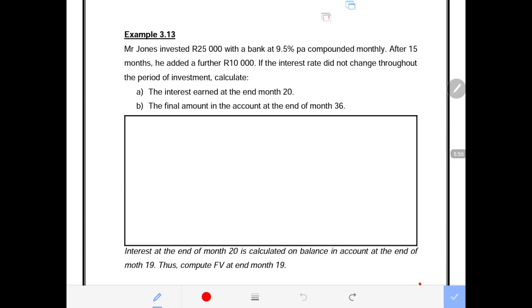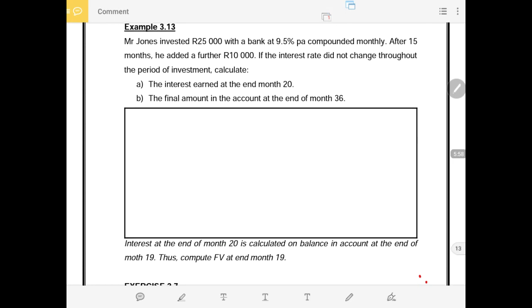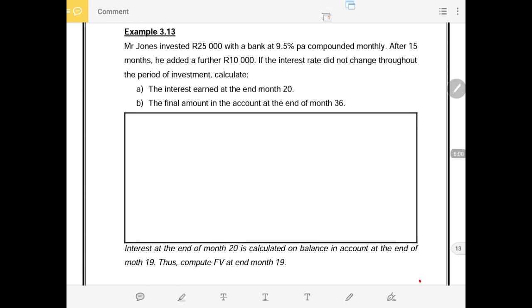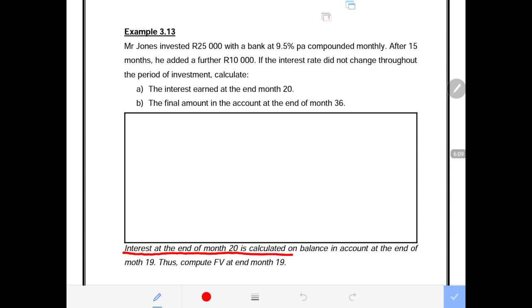Now we can go to the sentence at the bottom that agrees with what I'm saying, just emphasizing what I've stressed already. It says interest at the end of month 20 is calculated on the balance in the account at the end of month 19. That means we need to know the balance of the account at the beginning of month 20, or at the end of month 19. Remember, from a financial accounting point of view, the closing balance becomes the opening balance.